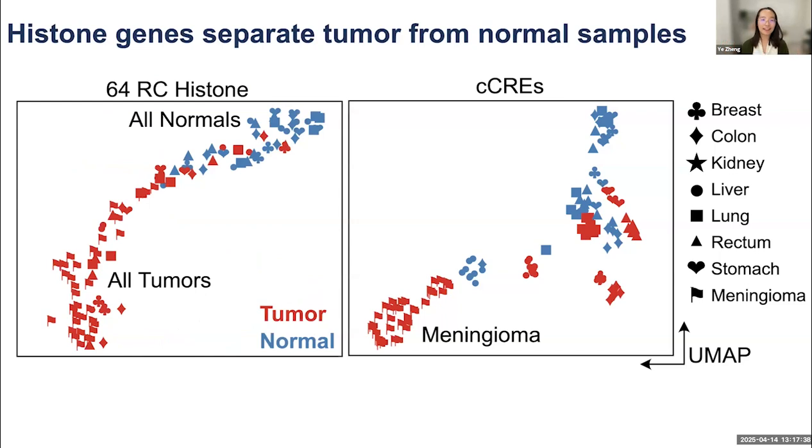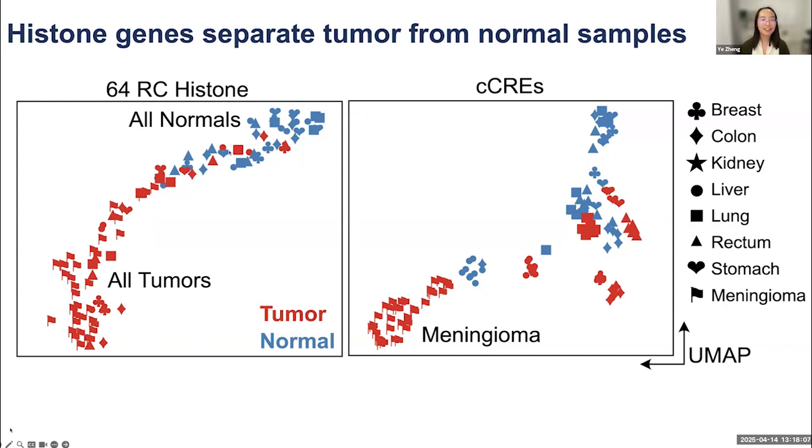However, if we zoom in and only look at the 64 histone genes, the separation of different cancer types just goes away. Instead, we see the separation between normal and tumor. That suggests the histone gene information is probably shared across different cancer types. So that information motivated us to dive into the histone genes further.